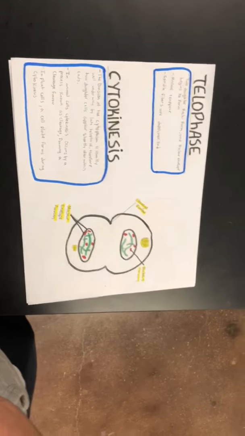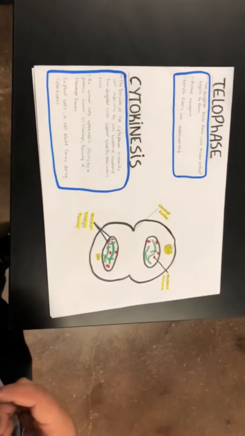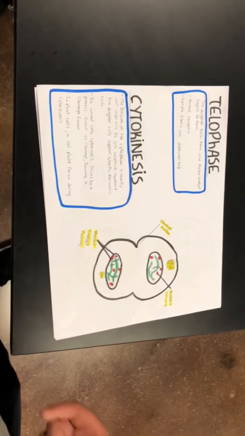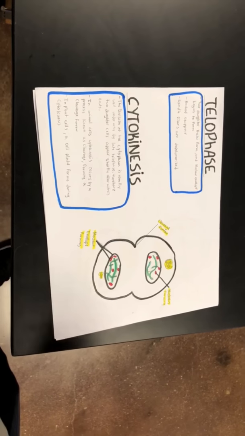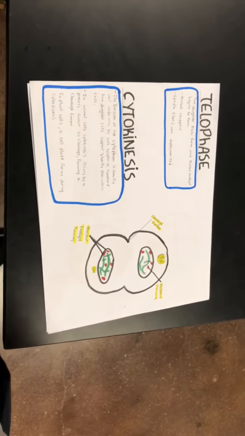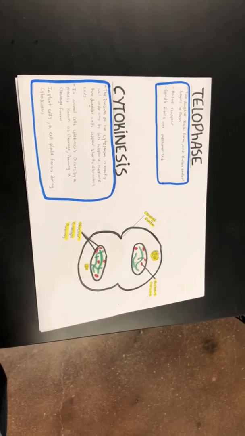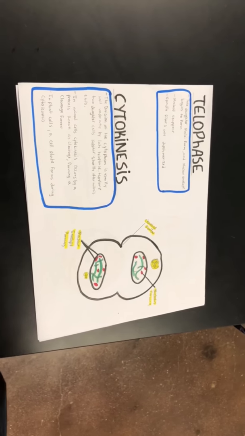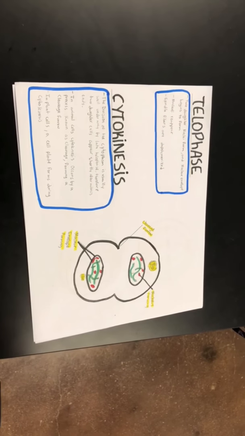Last but not least, we have cytokinesis, which is the division of the cytoplasm and is usually well underway by late telophase. Therefore, the two daughter cells appear shortly after mitosis ends. In animal cells, cytokinesis occurs by a process known as cleavage, forming a cleavage furrow. And lastly, in plant cells, a cell plate forms during cytokinesis.